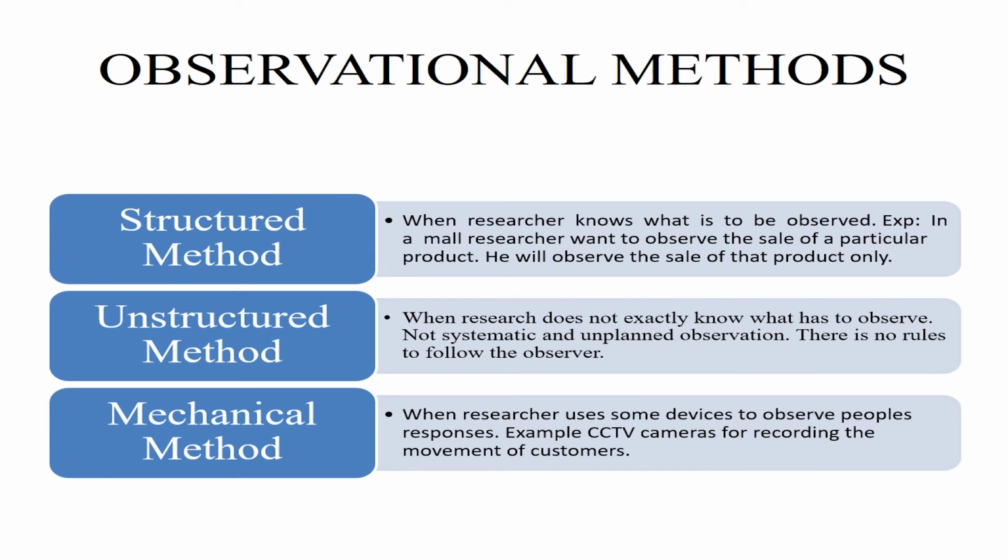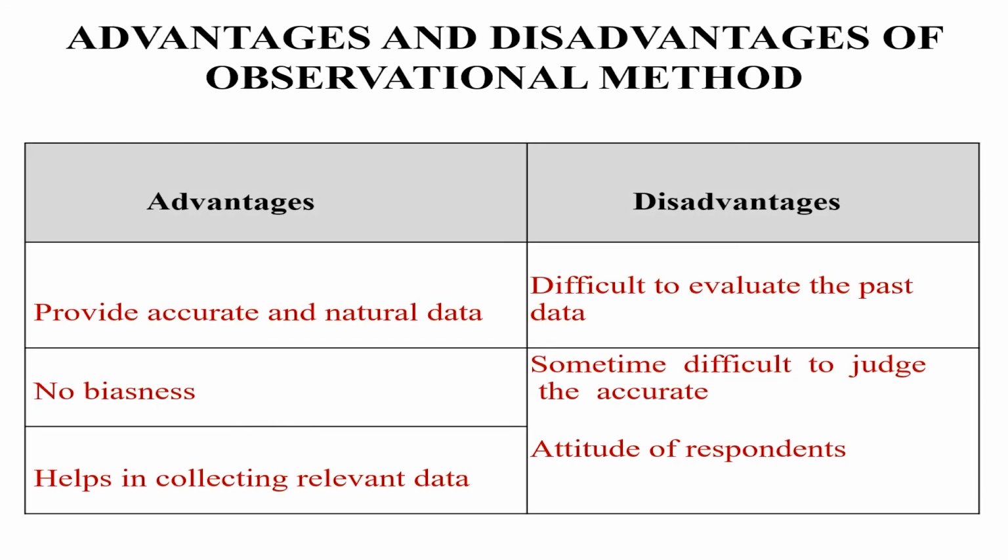Let's now discuss the advantages and disadvantages of the observational method. The advantages are: it provides accurate and natural data. There is no biasness, and it helps in collecting relevant data. The disadvantages are: it is difficult to evaluate the past data, and it is sometimes difficult to judge the accurate attitude of the respondents.